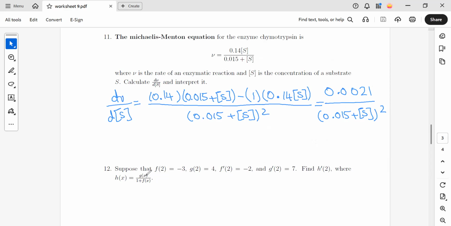And the interpretation for this means that the derivative, which is the rate of change of the enzyme reaction rate with respect to the concentration of the substrate, is this one. So this is basically defining what dV/d[S] is, which is this much here. And you can plug in bracket s whenever you have an amount for that.